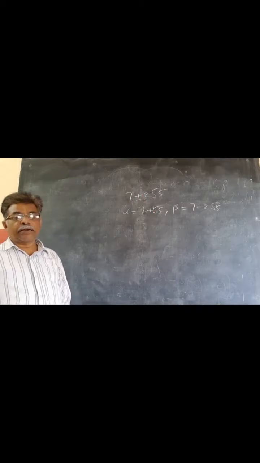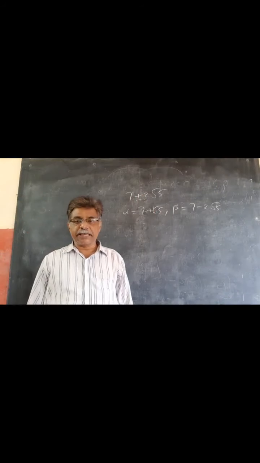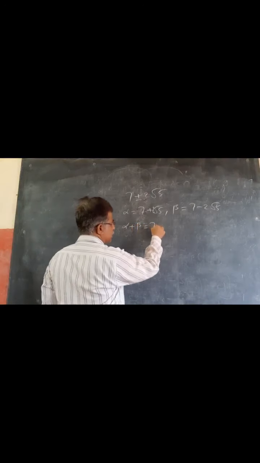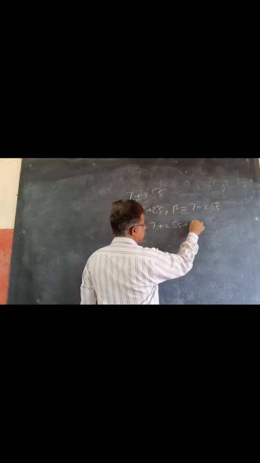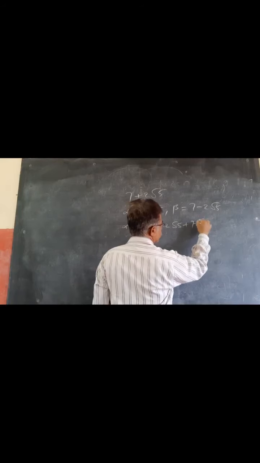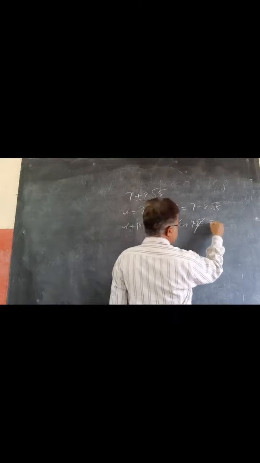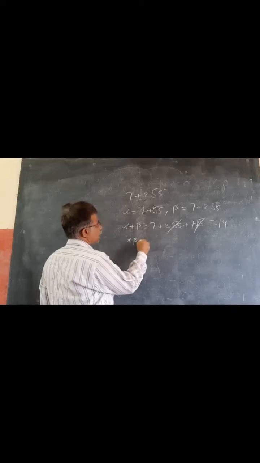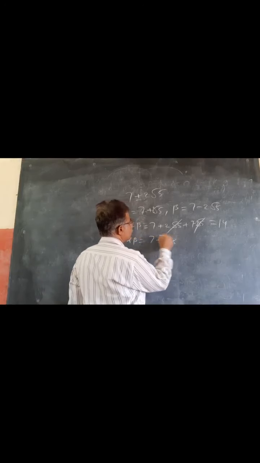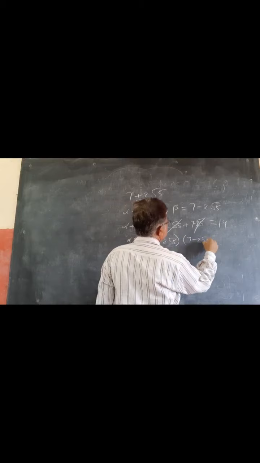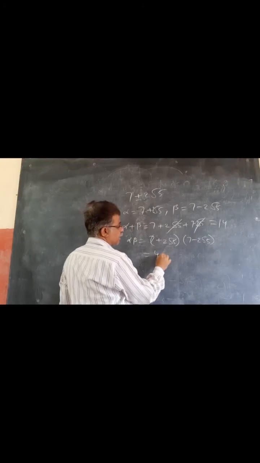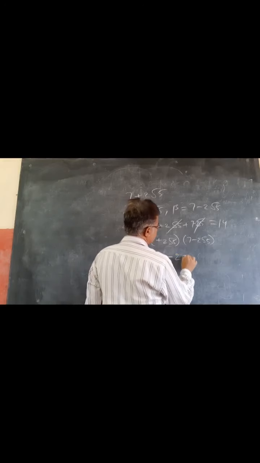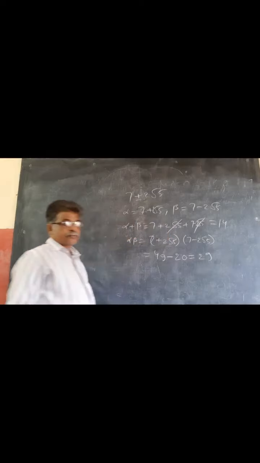I can write x square minus of alpha plus beta into x plus alpha beta equal to 0. So what is alpha plus beta? Alpha plus beta is 7 plus 2 root 5 plus 7 minus 2 root 5. The 2 root 5 terms cancel, and 7 plus 7 is 14. Next, alpha into beta means 7 plus 2 root 5 into 7 minus 2 root 5. That is a plus b into a minus b, a square minus b square. 7 square is 49 minus 2 root 5 whole square, 4 into 5 is 20, so it becomes 29.